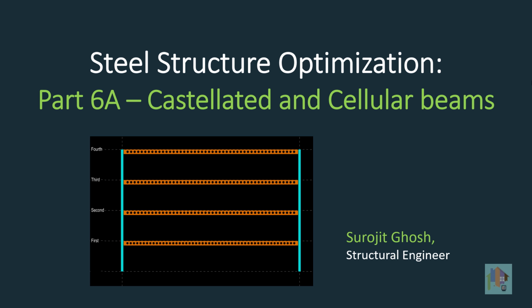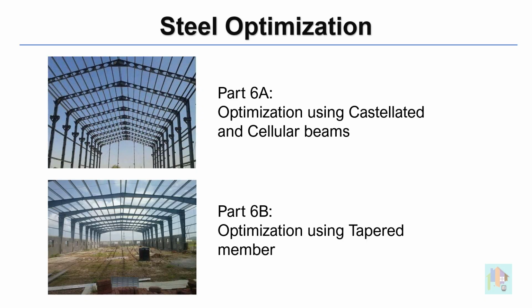Hi, my name is Surajit Ghosh, and in this video, I will discuss two methods which can not only reduce the steel usage but also provide several other advantages over conventional design. First one is optimization using castellated or cellular beam in place of general wide flange or plate girder section. And second method of optimization is by using tapered member, which is very common. In any PEB structure, tapered sections are used as a column or beam member.